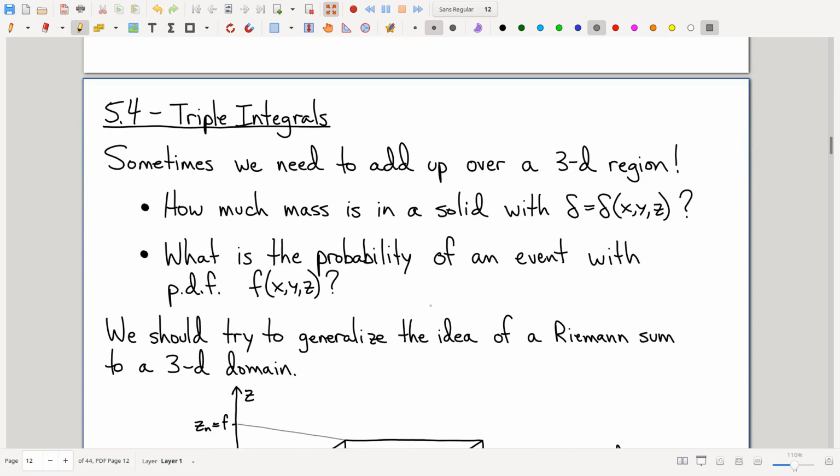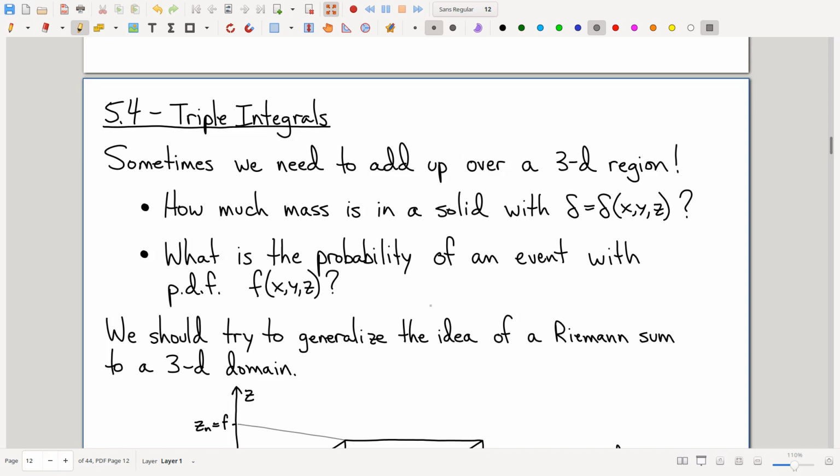I'm not going to be able to get very far into this, but I do want to lay some groundwork and float some ideas at you. What should be a triple integral? And I want to remind you where double integrals came from. Double integrals came from trying to reproduce single variable integrals. Okay, where did single variable integrals come from?